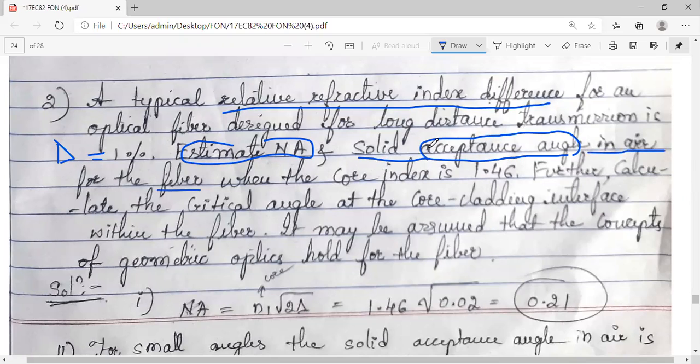For the fiber, a little change we have to make in the acceptance angle. Acceptance angle is theta A. As we need to consider the solid part, we need to consider some angle along with this. We will see what it is. And one more thing is given to you. Core index is given. You need to calculate the critical angle, that is phi c.